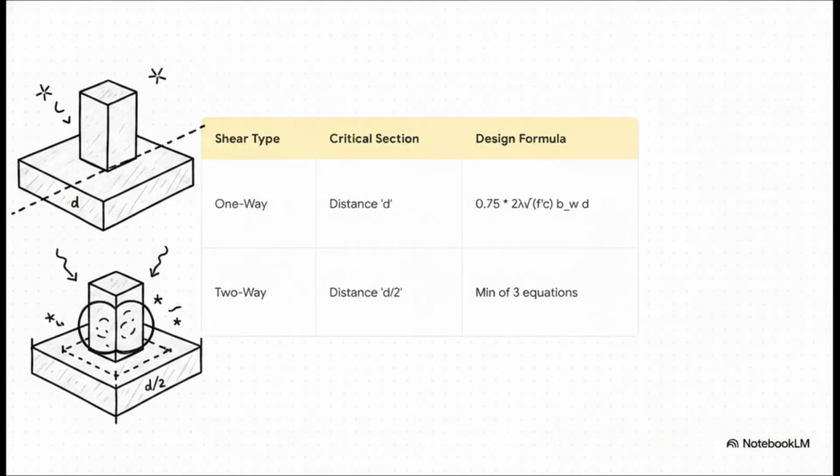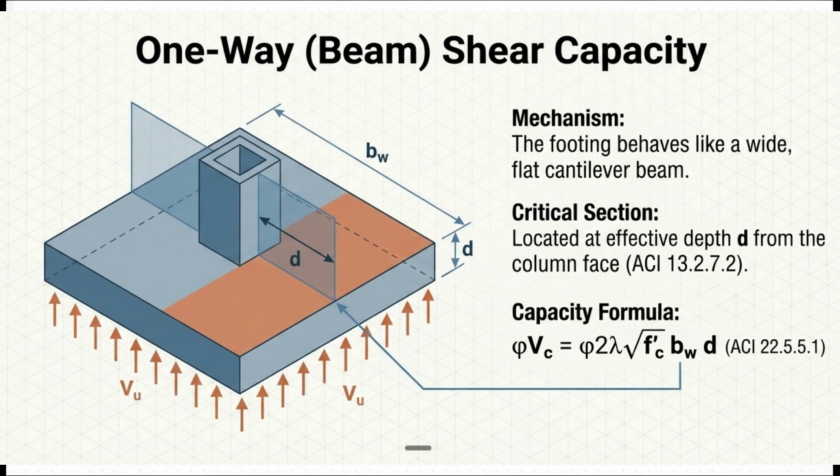Section 4, shear capacity and flexure, protecting the concrete from internal failure. Let's see how we check those structural limits, especially for shear. We look at two critical sections here. For one-way shear, we check a distance d, which is the effective depth of the concrete, away from the column face. We're essentially making sure the footing won't snap right across its entire width.